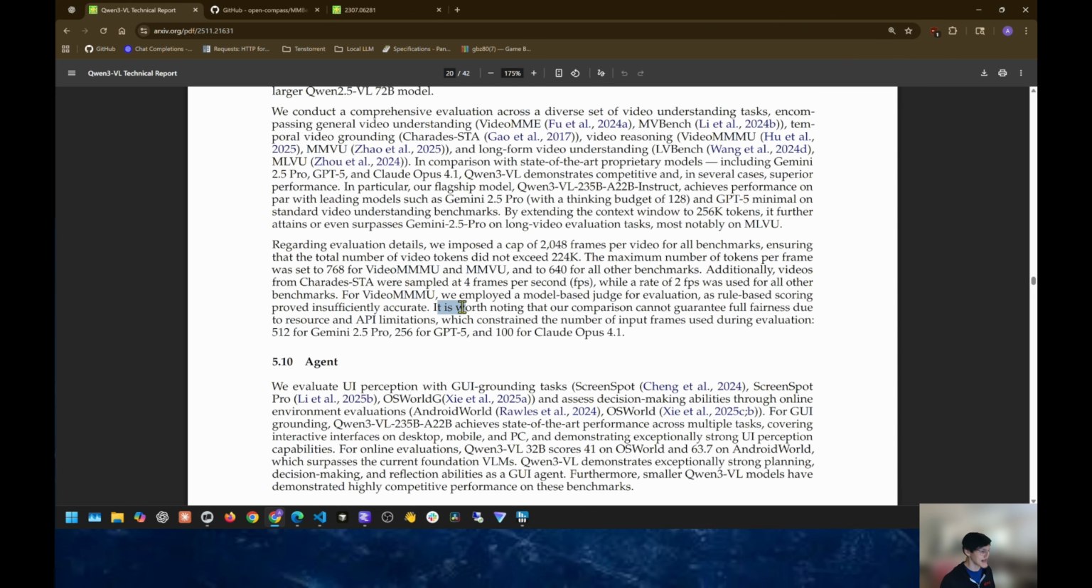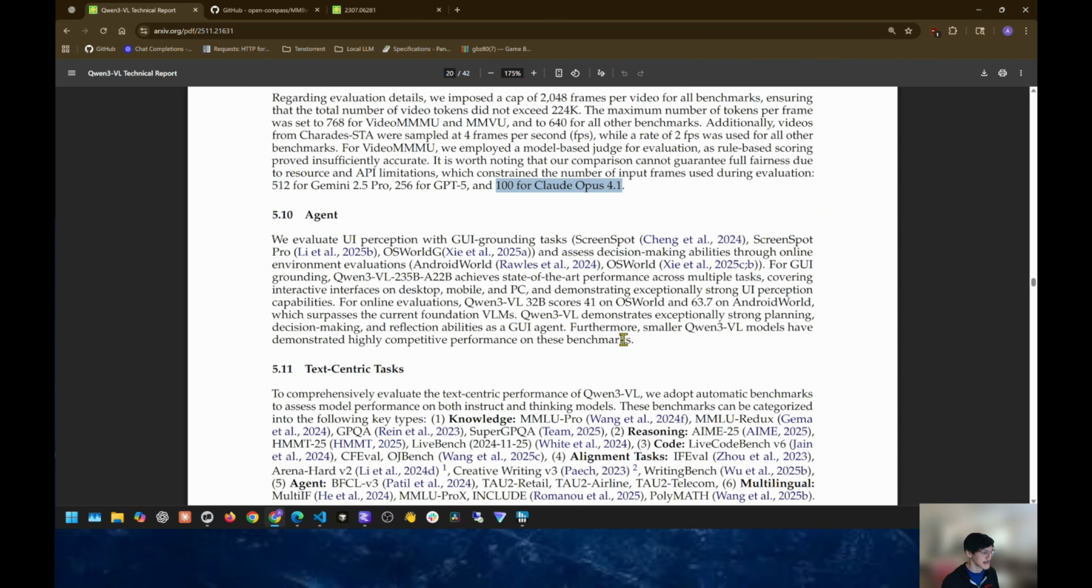It is worth noting that our comparison cannot guarantee full fairness due to resource and API limitations, which constrain the number of input frames used during evaluation: 512 for Gemini 2.5 Pro, 256 for GPT-5, and 100 for Claude Opus 4.1.